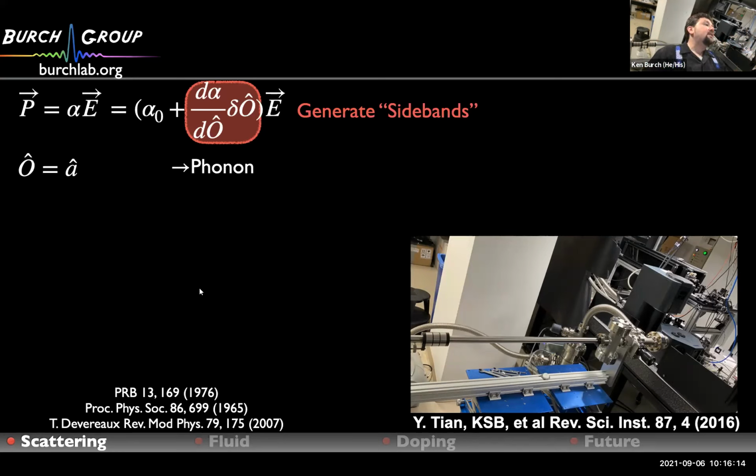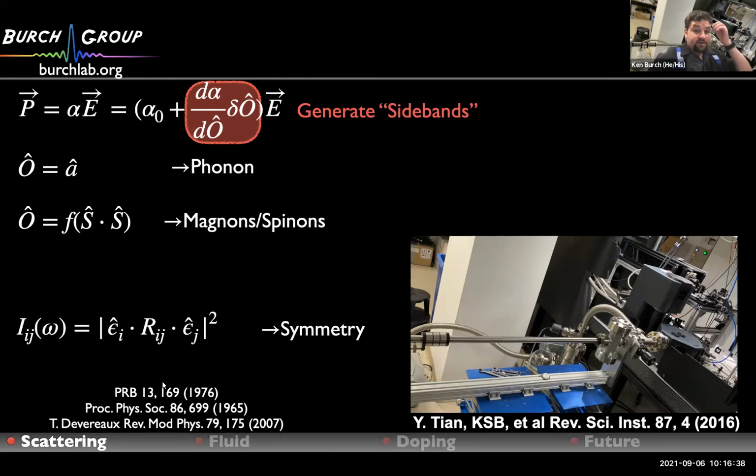Okay, so anyway, what else can our Raman do for us? Well, if we have strong spin orbit coupling, it's not surprising that we can imagine the polarizability coupling to some operator of S. It turns out there are other mechanisms by which that can occur. And when it does, that allows us to see either magnons or spinons, basically, or even just thermal fluctuations of the magnetism.